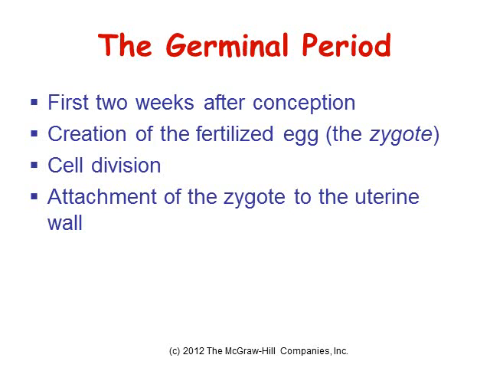So, the germinal period is the first 2 weeks after conception, and that's where the creation of the fertilized egg happens, and that's when it becomes the zygote, where we mentioned. That's when cell division occurs, and that's when the attachment of the zygote to the uterine wall happens. This is in the germinal period.